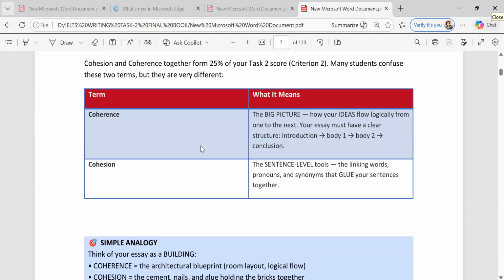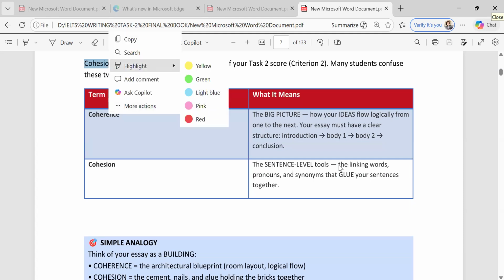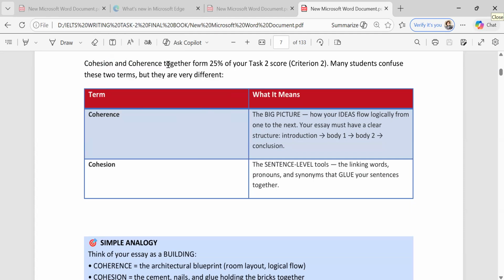There are two parts. One we call cohesion, and the second part is called coherence. Together, both of them form 25% of your IELTS writing task 2 score. And many students are confused about these two terms: number one, coherence, and number two, cohesion. Let me explain it for you.